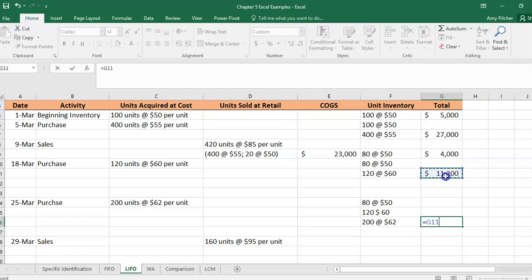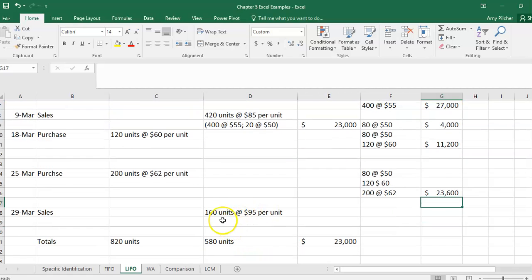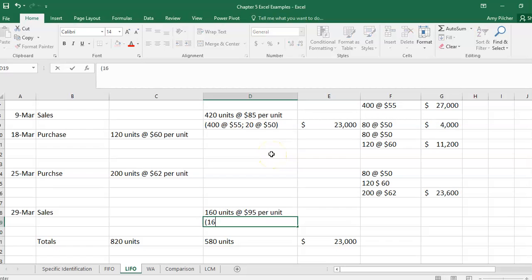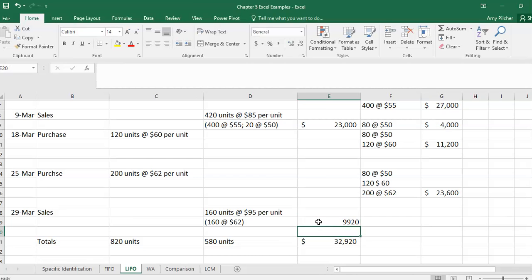Total inventory, 11,200 plus 200 times 62. We now sell 160 units. Because these are last in, first out, all 160 units come from this 200 pool, or 200 at $62. So our cost of goods sold equals 160 times 62.